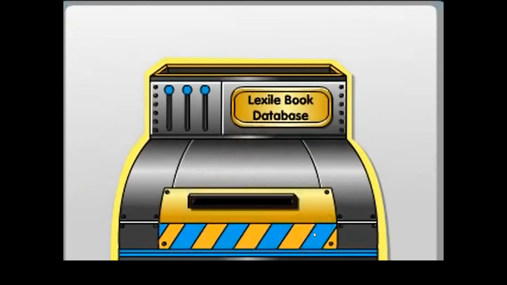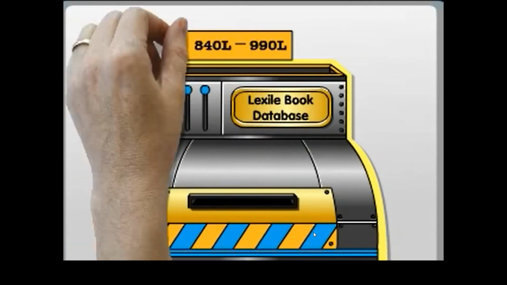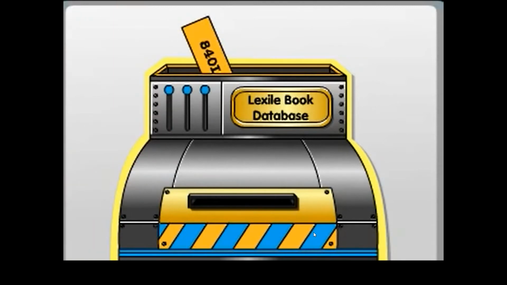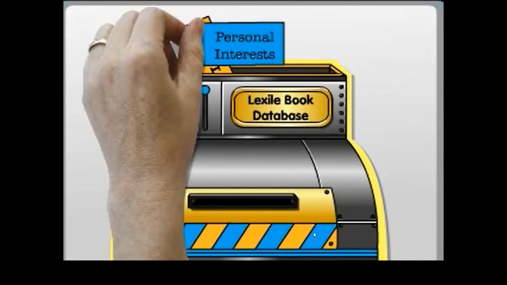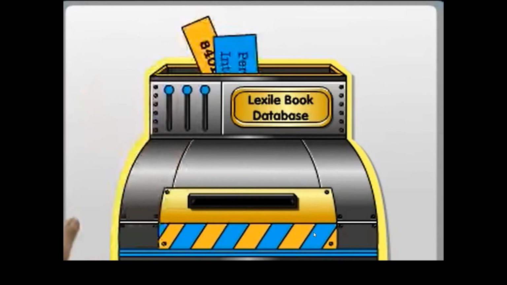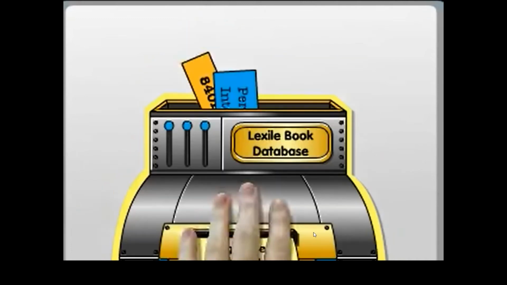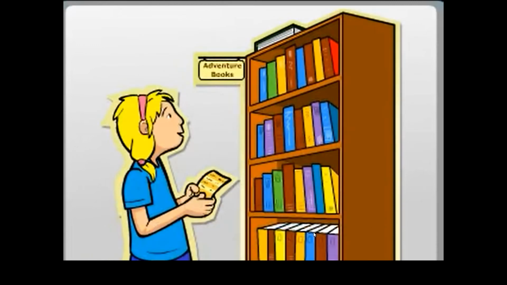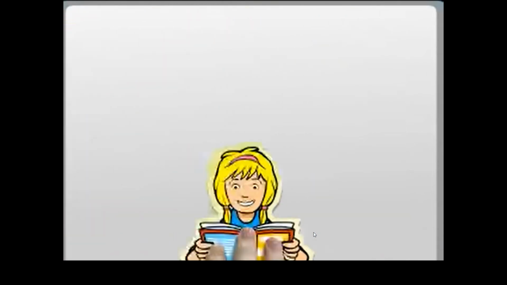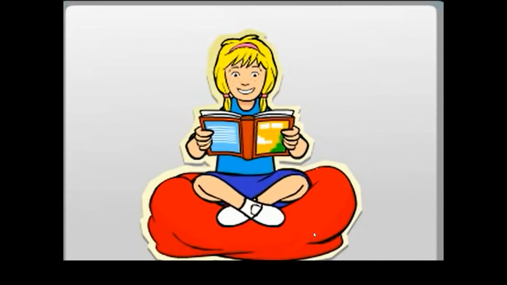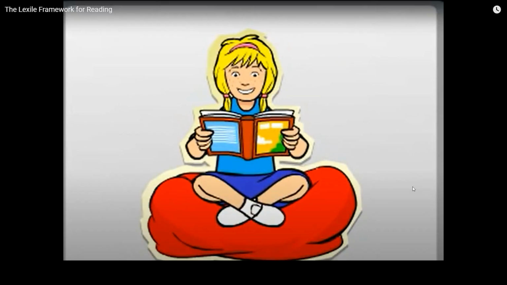One way is to search the Lexile book database for titles within her Lexile range. Susie also has told us what topics she likes to read about, so we can enter that information too. Within seconds, Susie has a list of suggested books that is completely personalized to her reading ability and interests. She then can look for those books at her local library or bookstore. All in all, it's a quick and easy process with an unbelievably powerful outcome.